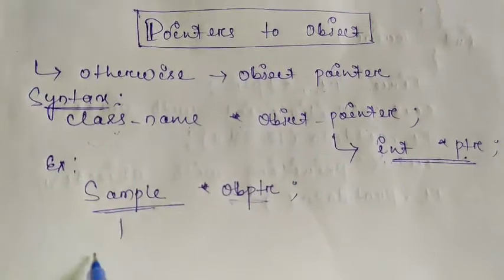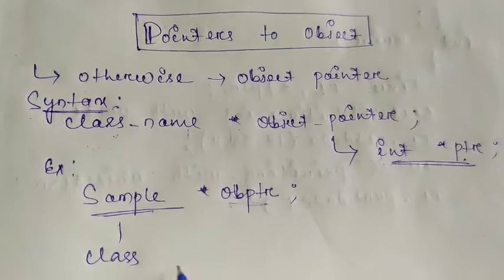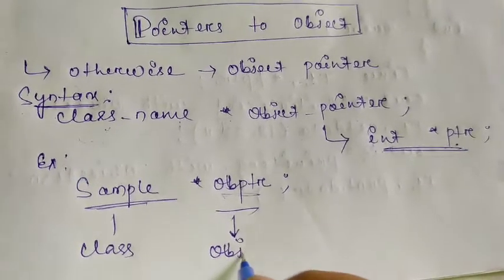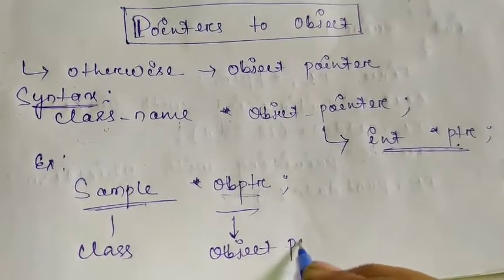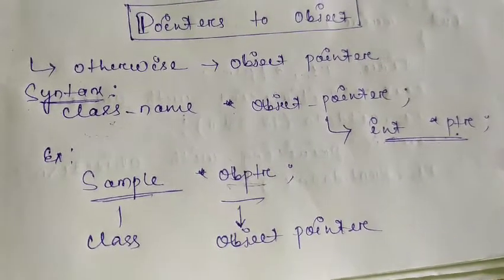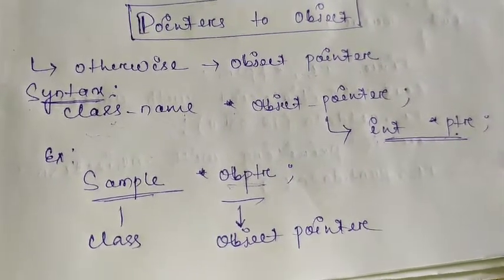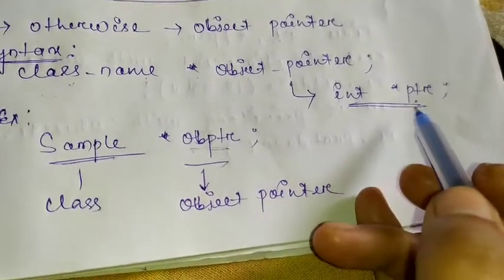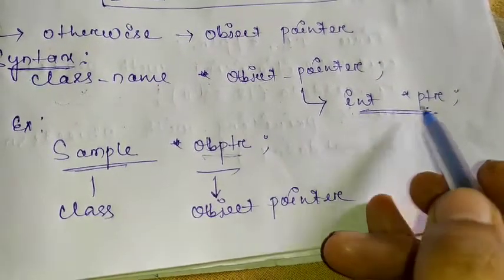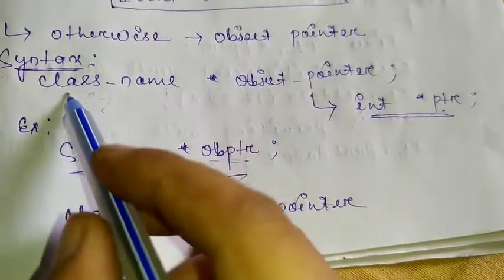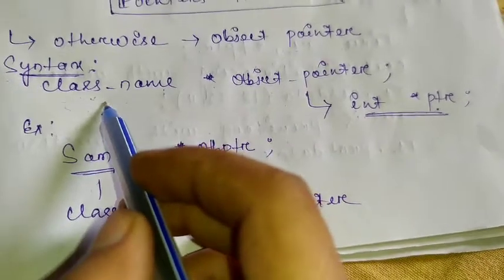The sample is: class name, then the object pointer. That means the declaration is the same as other type pointers or other data type pointers, but the difference is only in the data type, which is class.